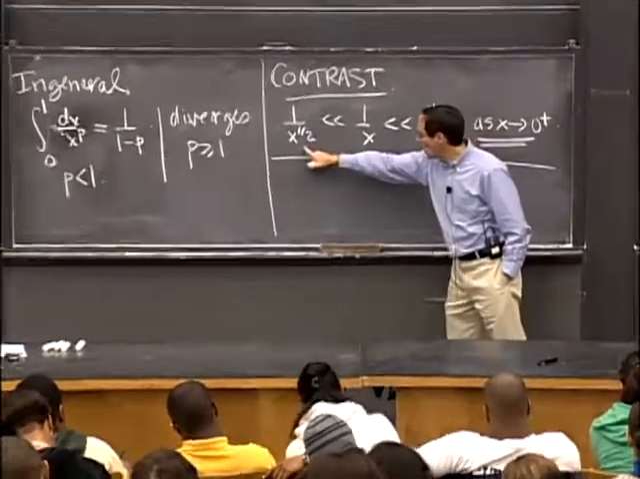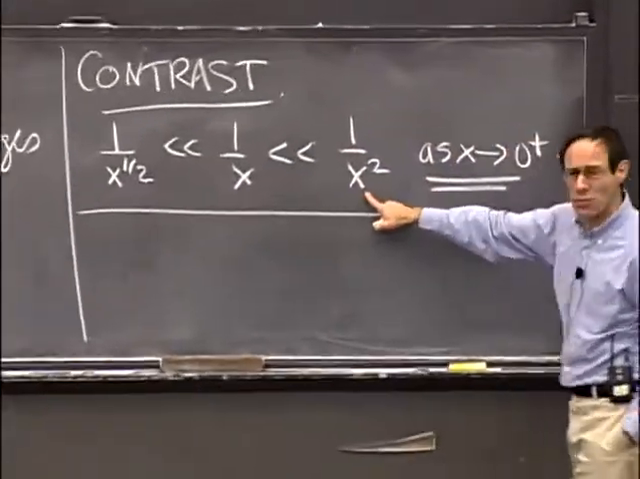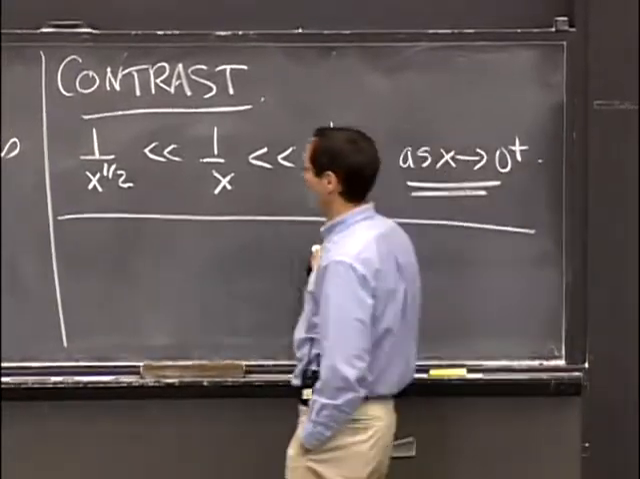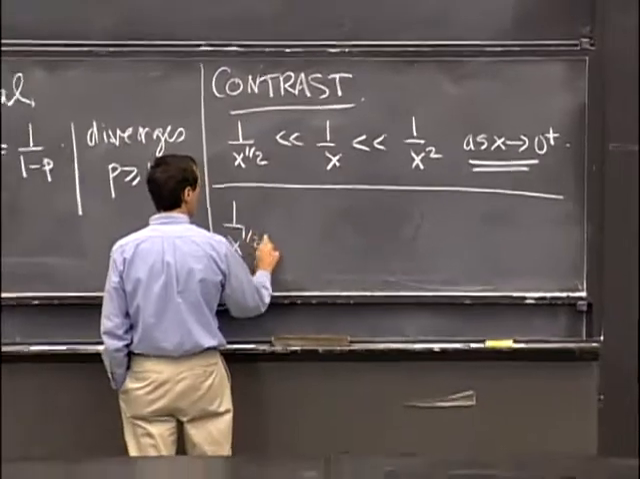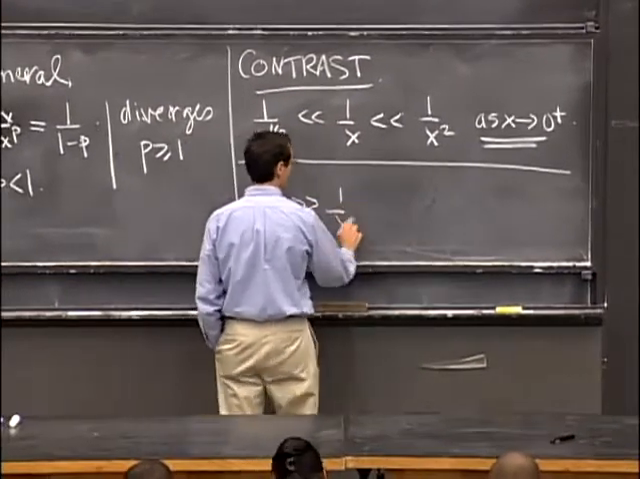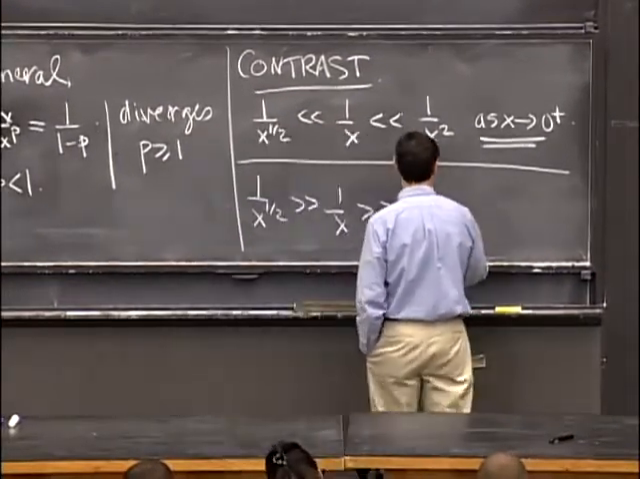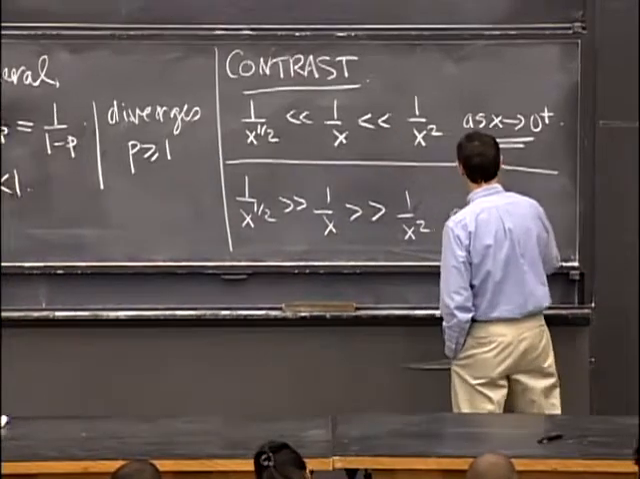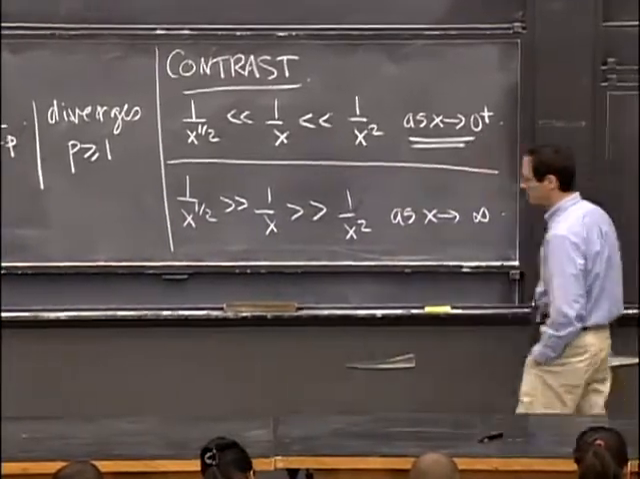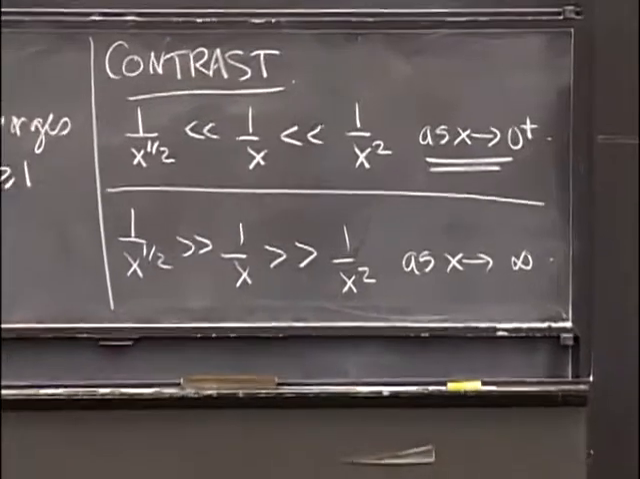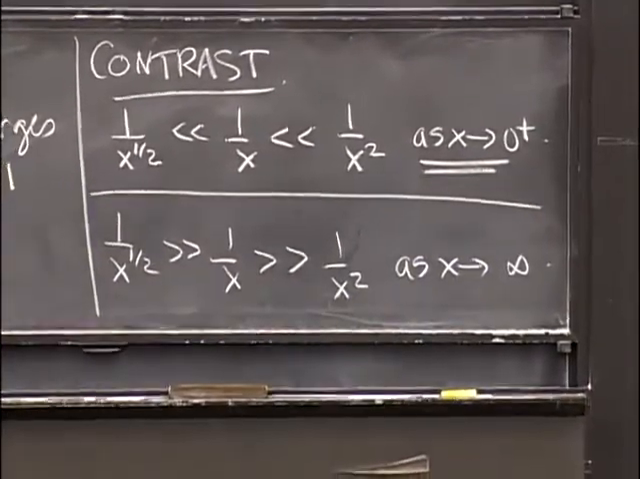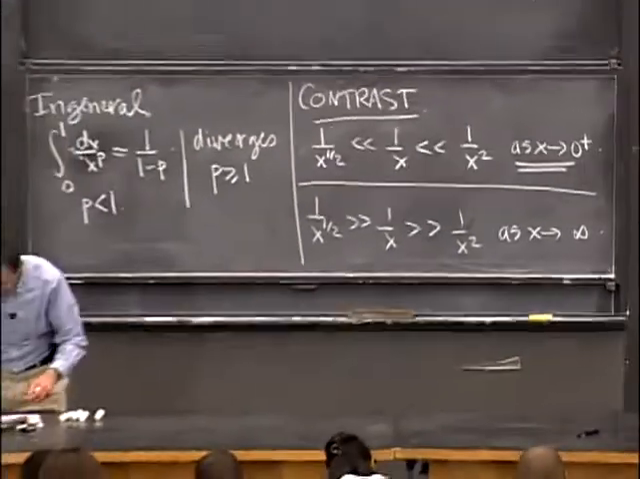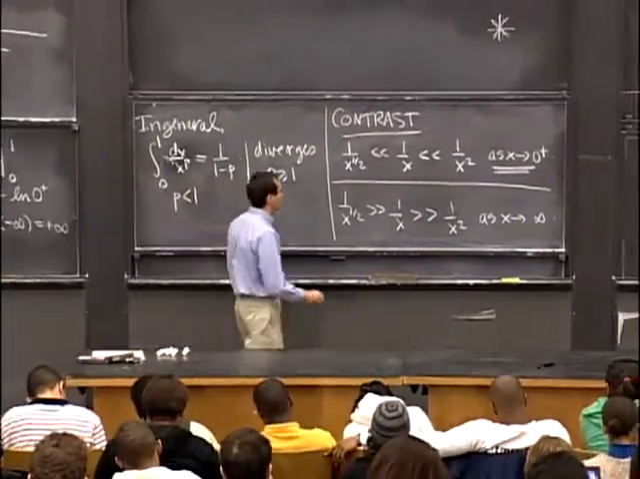So this one's the smallest one, this one's the next smallest, and this one is very large. On the other hand, it goes the other way at infinity, as x tends to infinity. All right, so try to keep that in mind. And now I'm going to put a little box around the bad guys here.